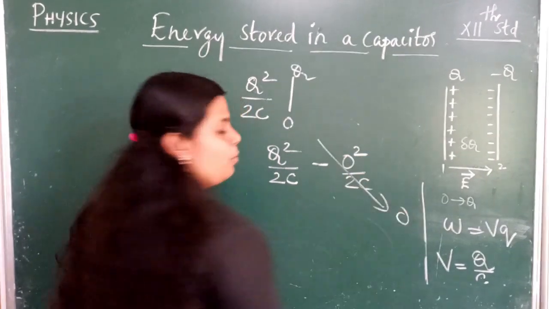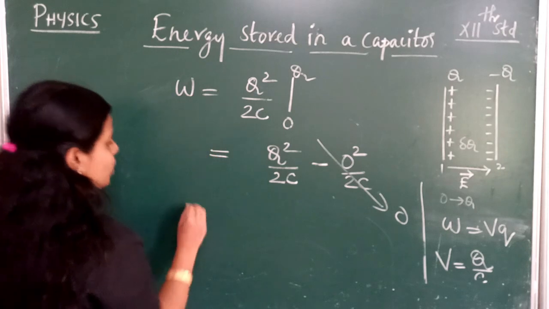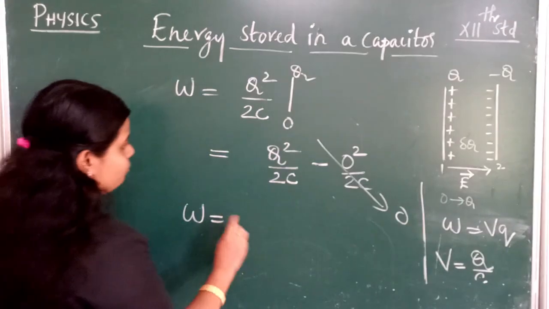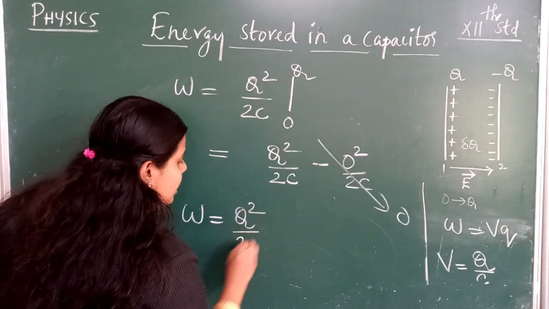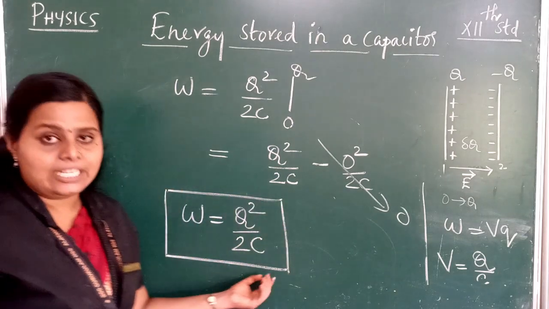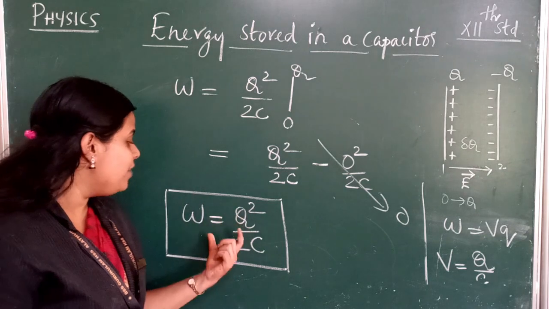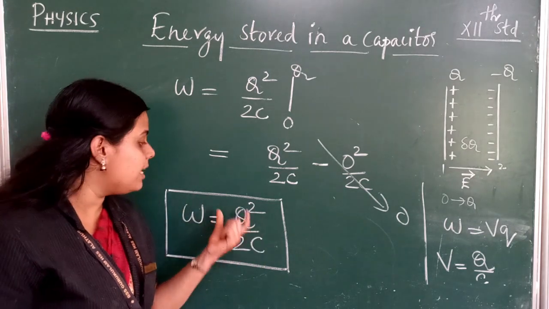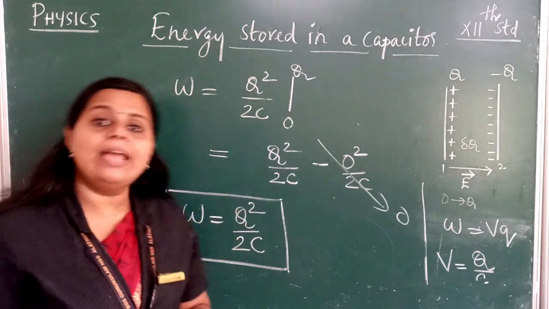That is 0. Okay, so what is the work done? What is the expression for work done? Work done W is equal to simply Q square by 2C. That is the expression. Listen children, here we have the expression for work done, that is W is equal to Q square by 2C.